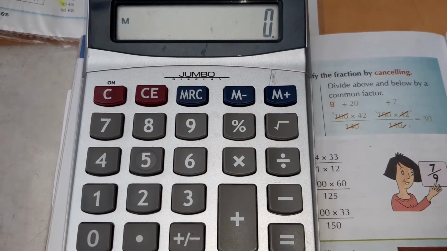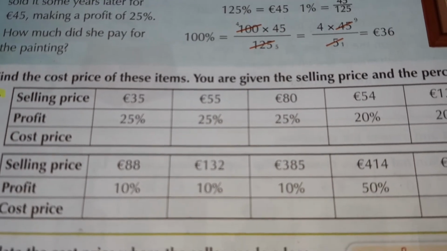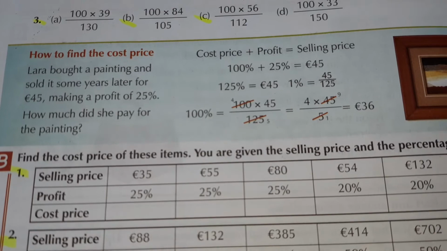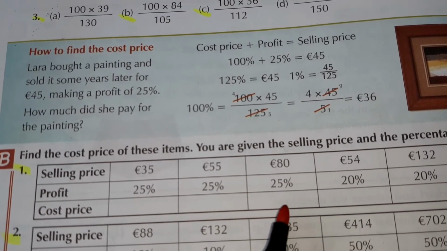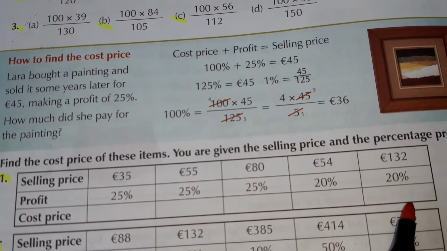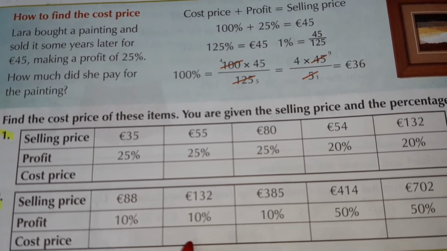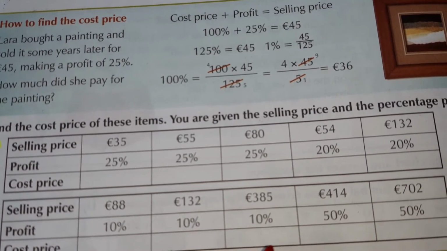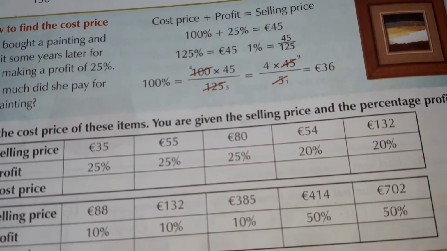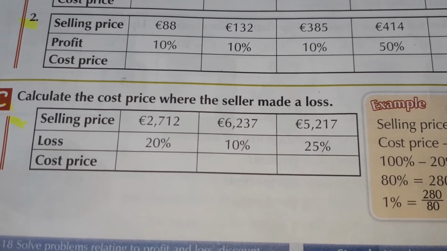All the rest of those in B1 and 2 are done the same way, so I'll just give you the answers to those now. The next answer is €44. The next one is €64. The next one is 45, and the next one is 110. In number 2, the first one is 77, then 120, 350, 276, and 468.